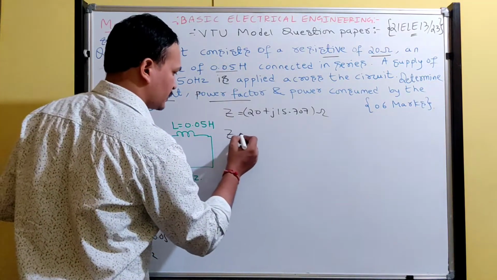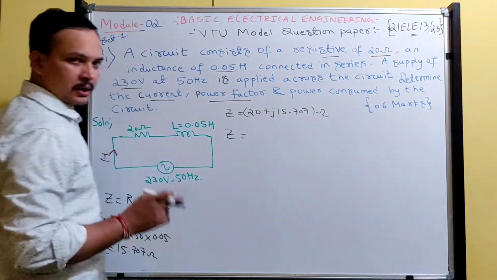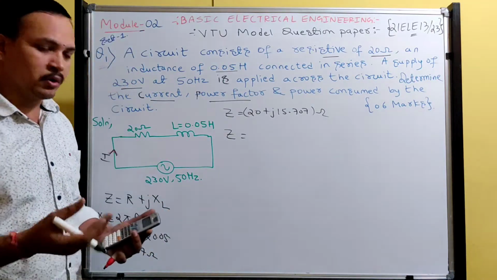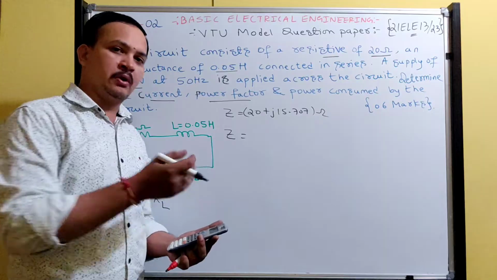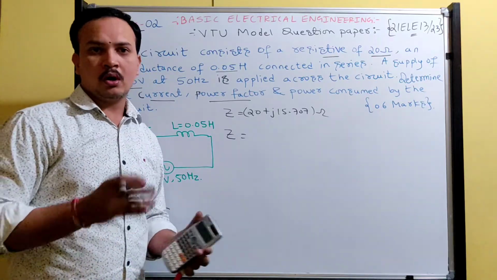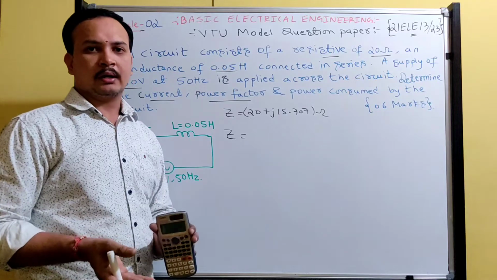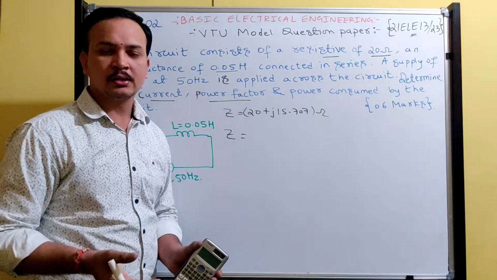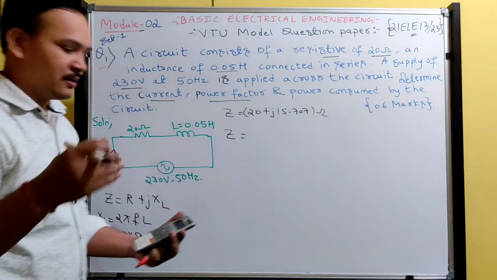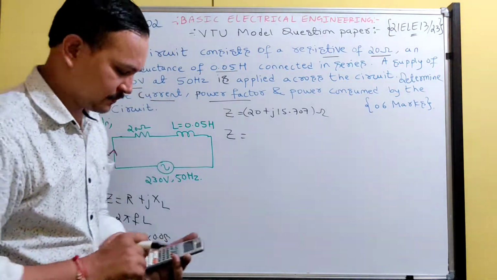So convert this rectangular form into polar form. How to convert rectangular to polar? If you don't know, no need to worry. I have done a video on how to convert polar to rectangular and rectangular to polar in different calculators. You can go through that. I will put the link in the description.